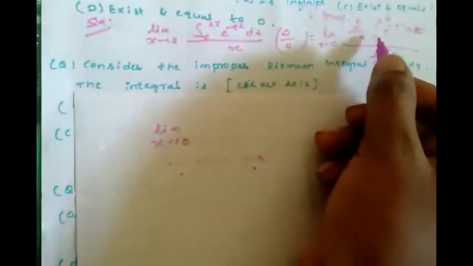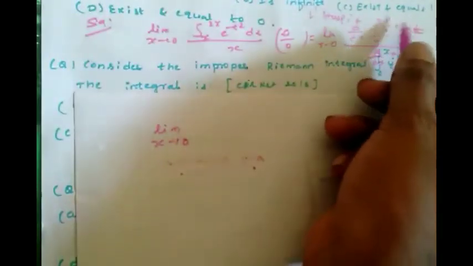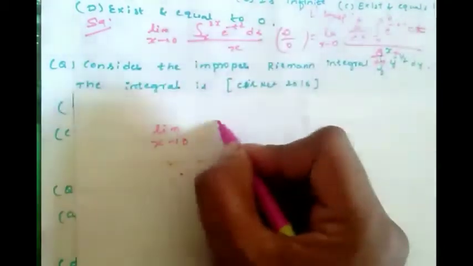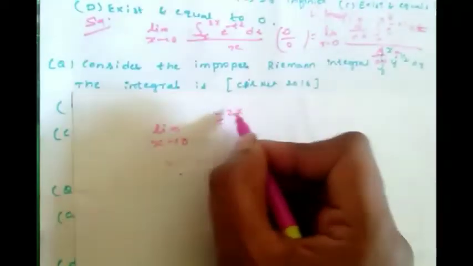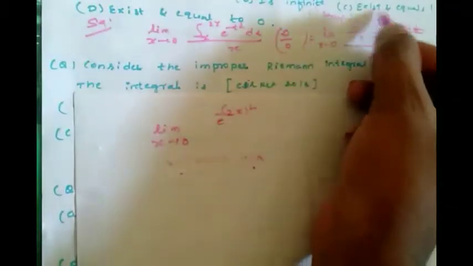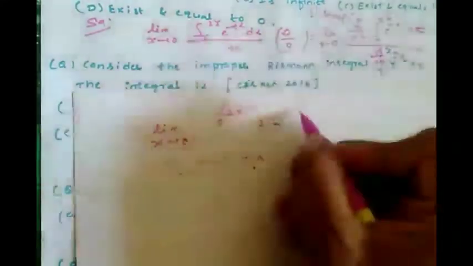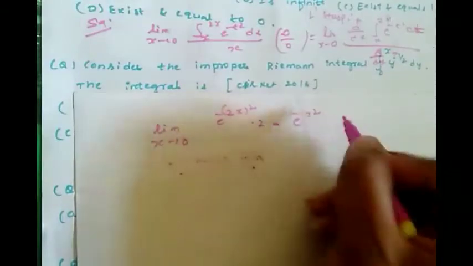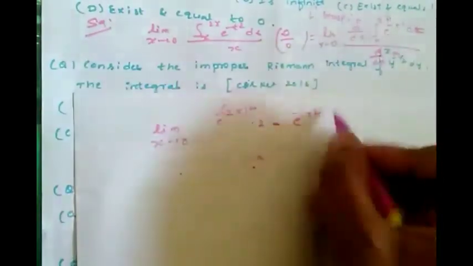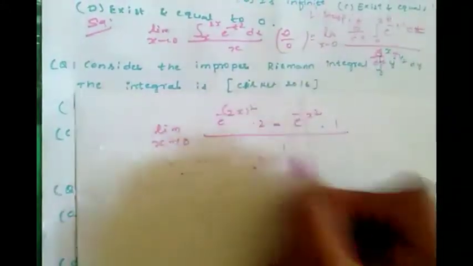The limit as x tends to 0. In place of t we take 2x, so e power of minus 2x whole square, and we differentiate 2x, we get 2. Minus, again in place of t we take x, we get e power of minus x square, and differentiate x, we get 1. This is Leibniz's rule. The denominator, the differentiation of x, is 1 only.